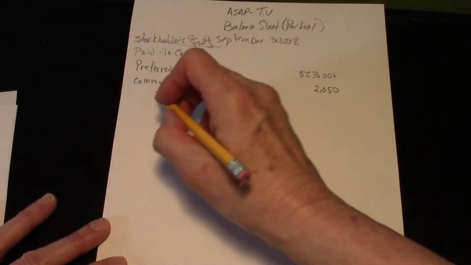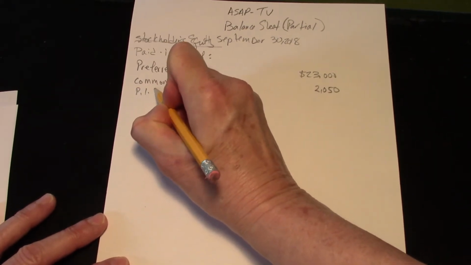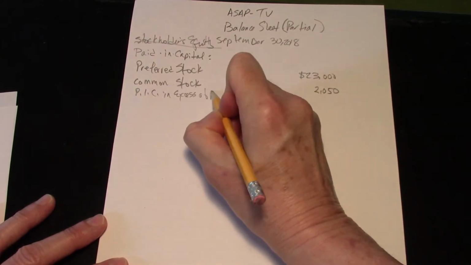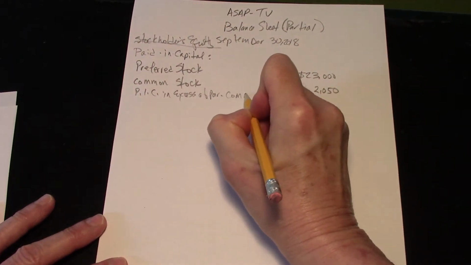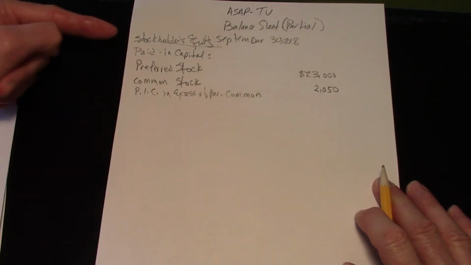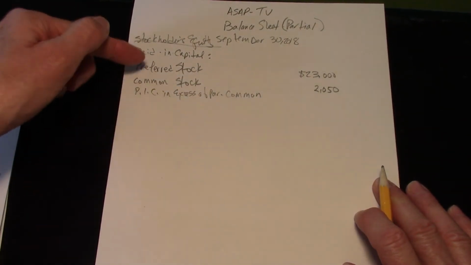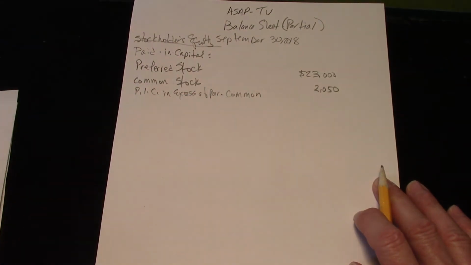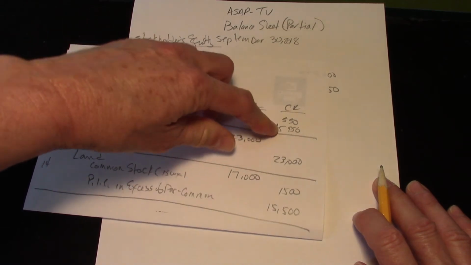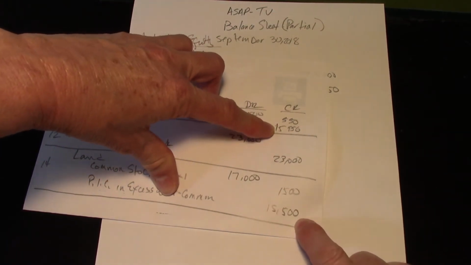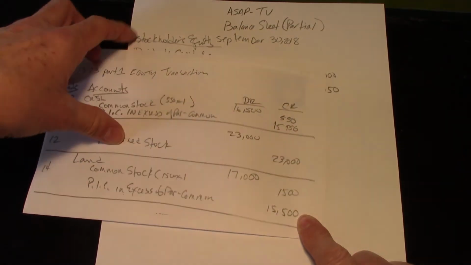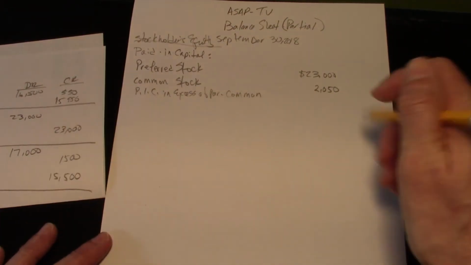Then we have paid-in capital in excess of par common. So that goes next. If you'd had paid-in capital in excess of par preferred, it would have gone below preferred, right? Well, we had two transactions with that. We had 15,950 and we had 1,550. So that's 31,450.